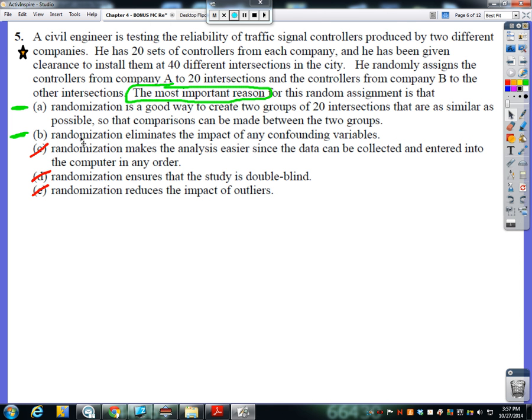Now, while B is true, that it will eliminate any impact of confounding variables, the main reason why we want to randomize is to create two homogeneous, two very similar groups to each other that we can compare. So really A is the most important reason. Again, one of the side effects of randomization is B, that it does eliminate the impact of any confounding variables.